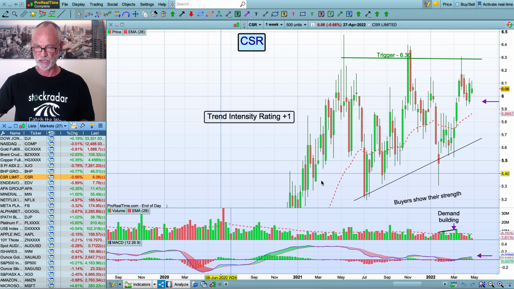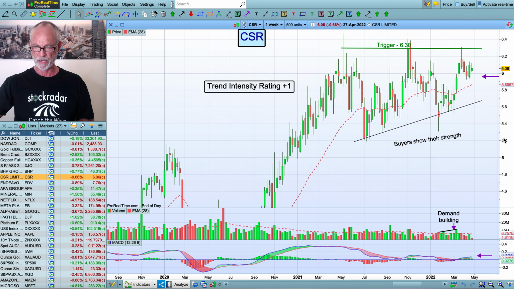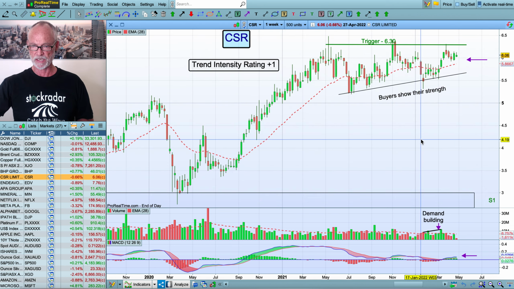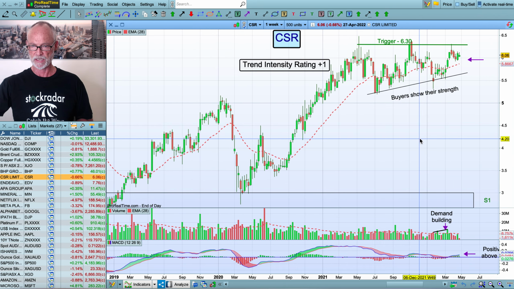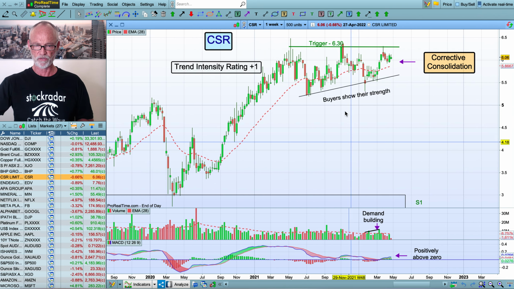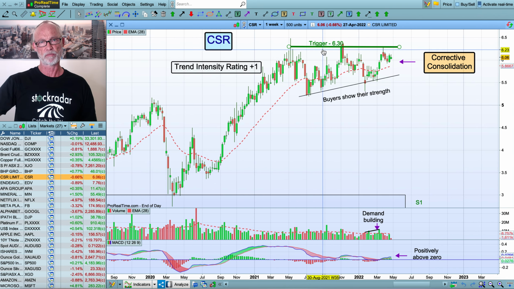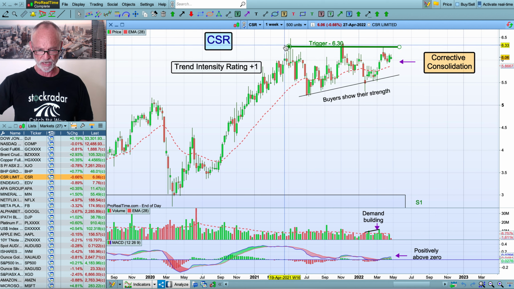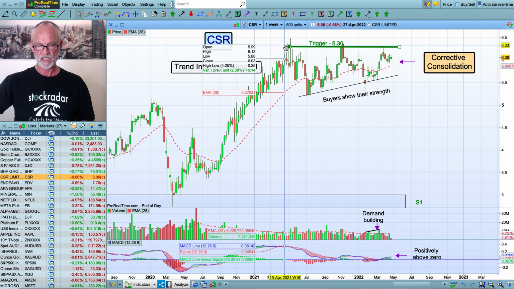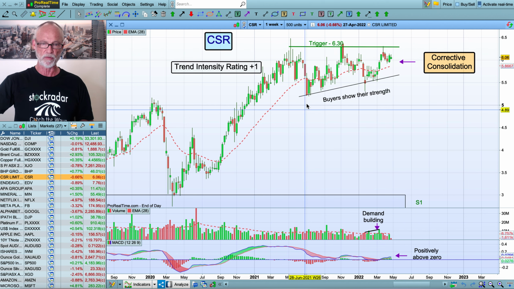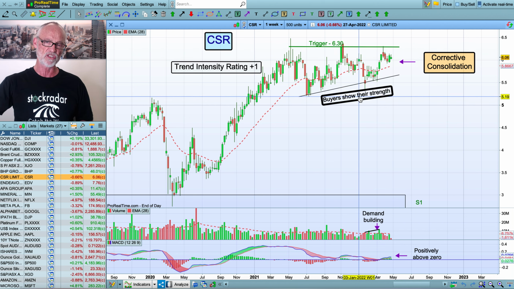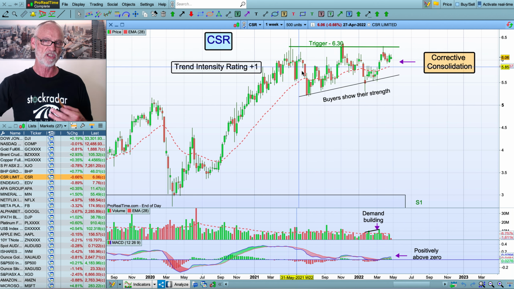The main reason being that what we've seen here is a big corrective pattern below those recent highs, which have been intact since about April last year. So we've got this big high up here, the resistance area, but we've got the buyers here starting to show their strength. So it's almost like a corrective consolidation.